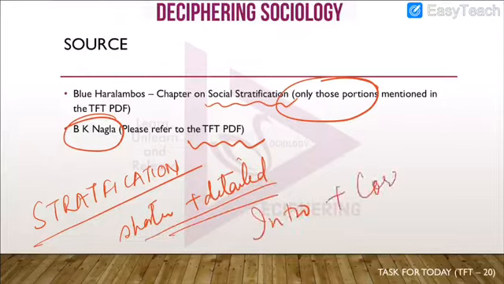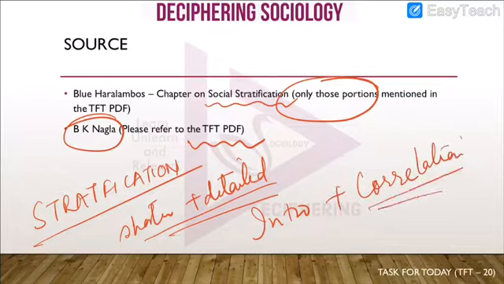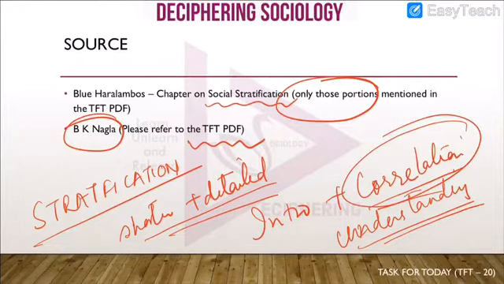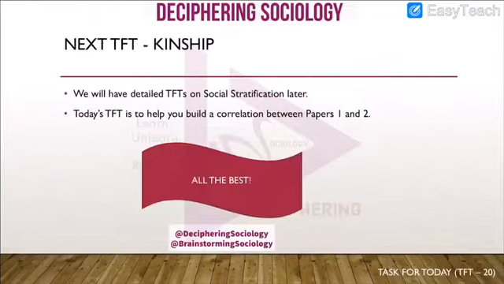Today's TFT was an introduction to stratification plus an effort to understand the correlation between paper 1 and paper 2. So your focus today should be on understanding this correlation. Please don't worry about the different theories, about the different concepts, about different thinkers. Focus on this correlation first, then automatically the other parts will be taken care of. So the next TFT will be on kinship, and as mentioned, we will have detailed TFTs on social stratification later. Today's TFT was to help you build a correlation between papers 1 and 2.